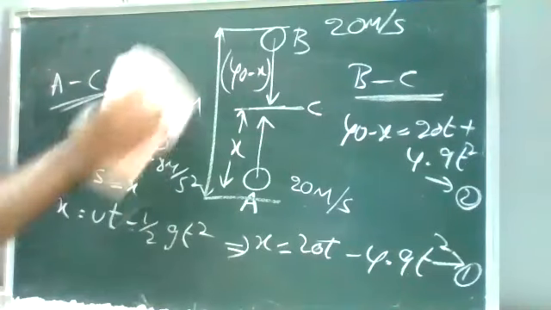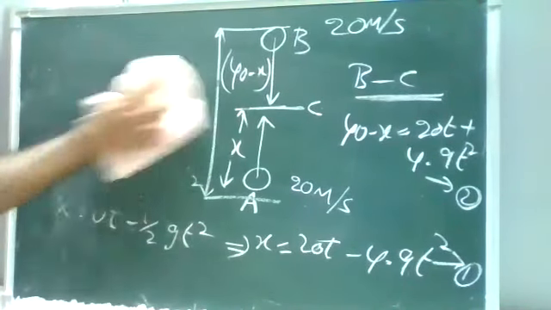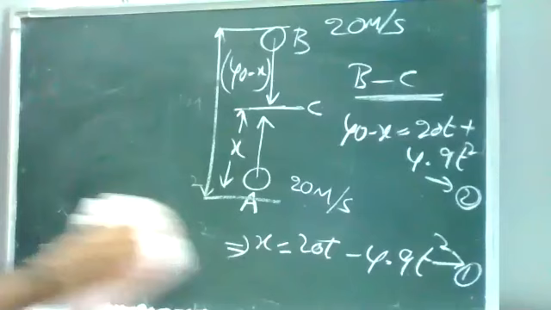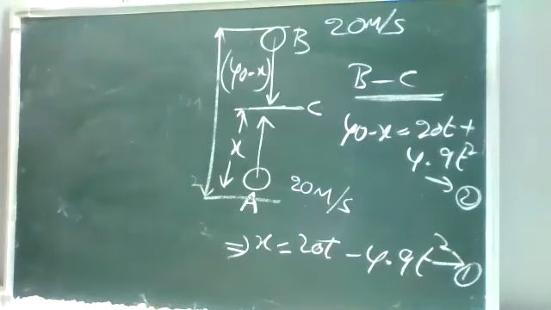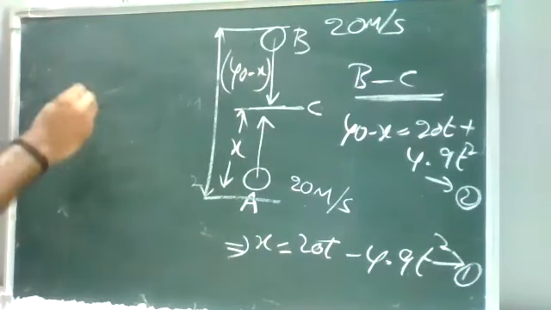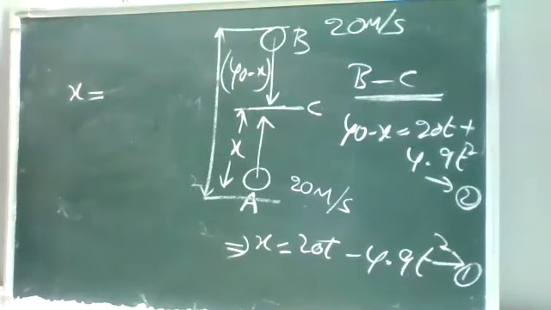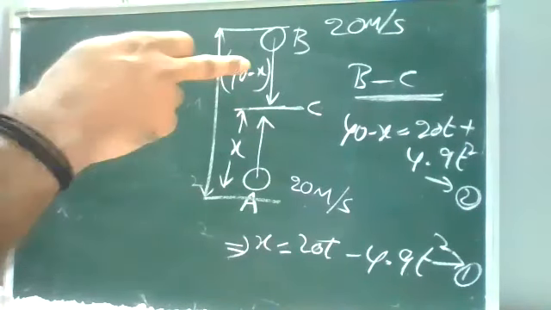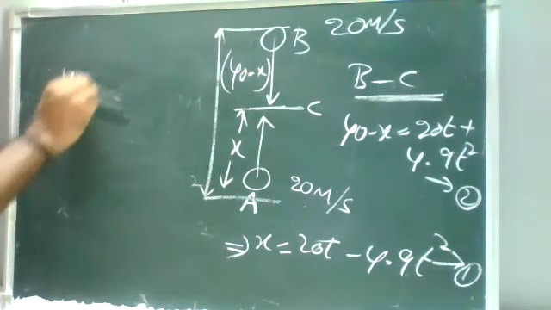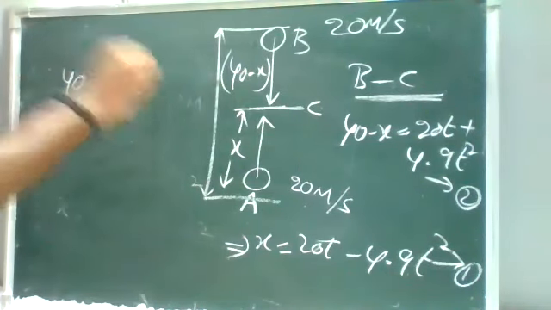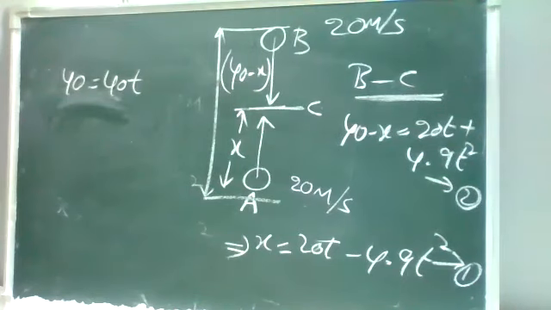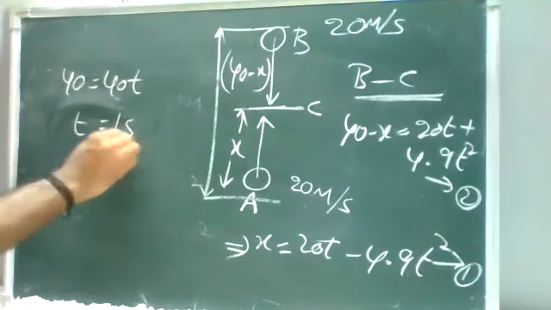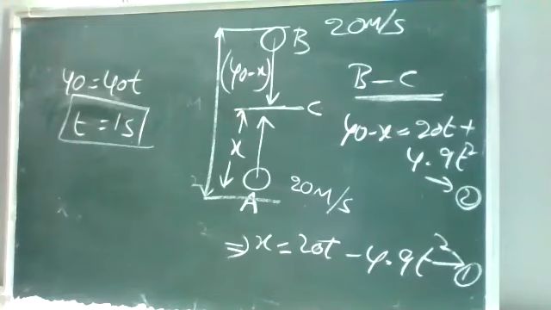When you are adding, x and x will get cancelled, and here 40 is equal to 40t. From this relation, t is equal to 1 second. Now we got the time period, t is equal to 1 second.